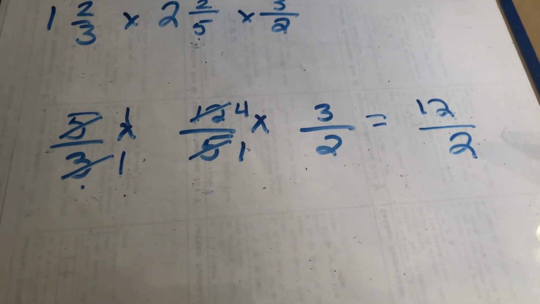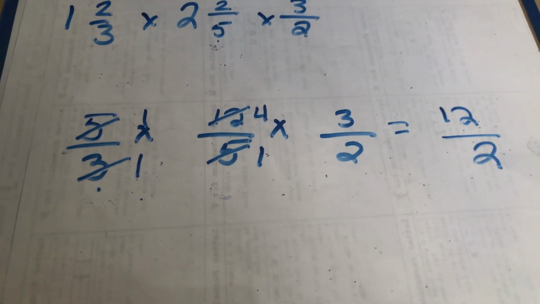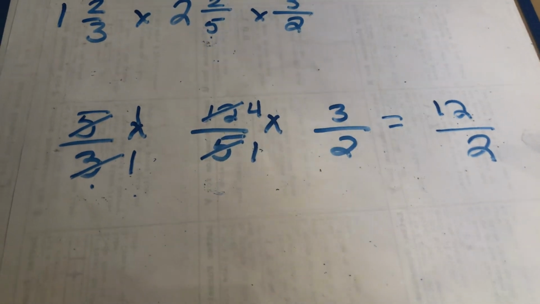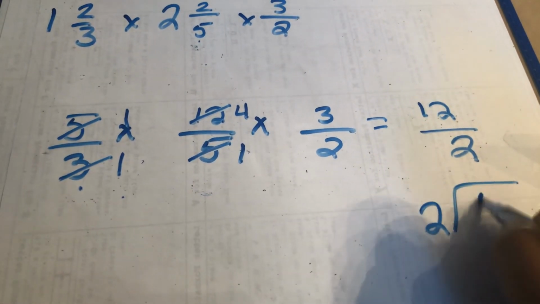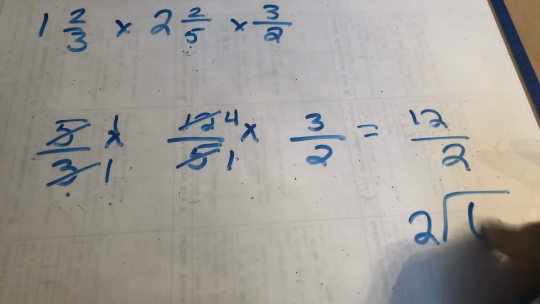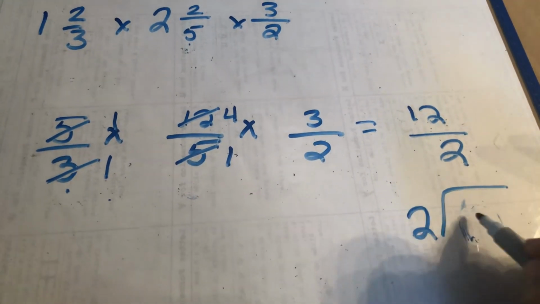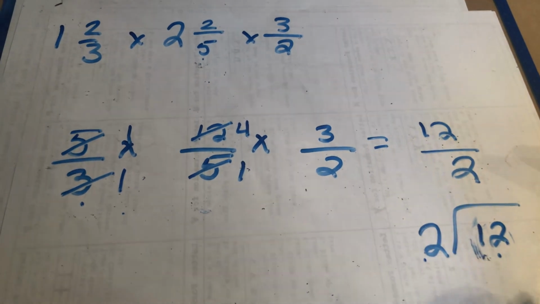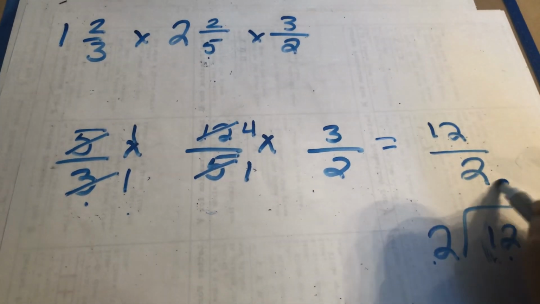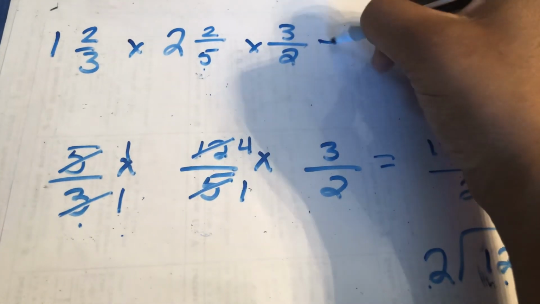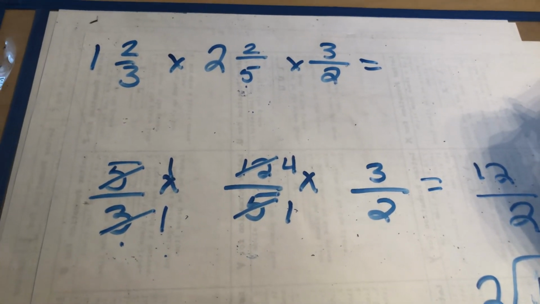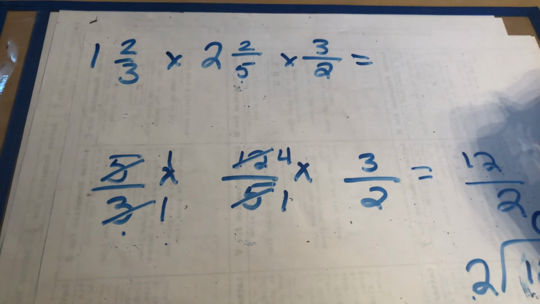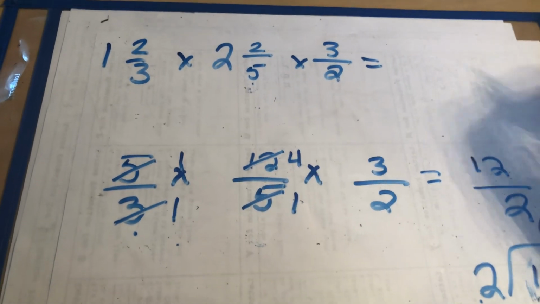So now we have 12 halves. That's still improper, but you can turn that into a mixed number. 2 can go into 12 how many times? 6. So that means that 1 and 2/3 times 2 and 2/5 times 3 halves equals 6.